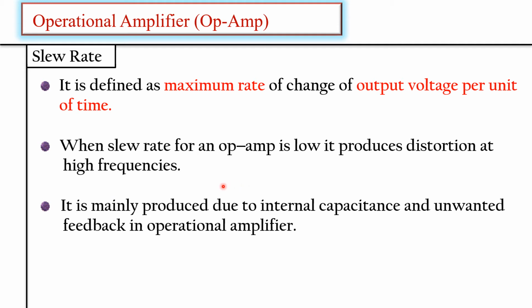Why is it produced? It is mainly produced due to the internal capacitance and unwanted feedback in the op amp. The slew rate is low due to the internal capacitance and unwanted feedback in the operational amplifier.